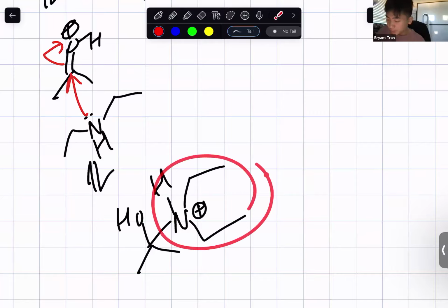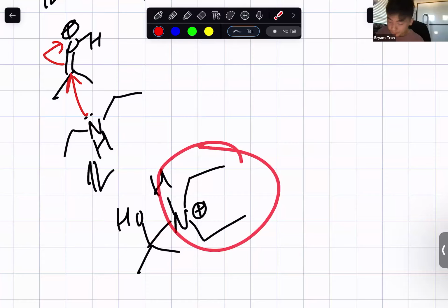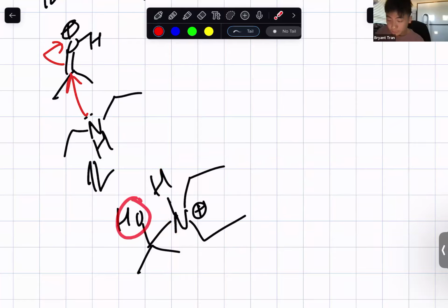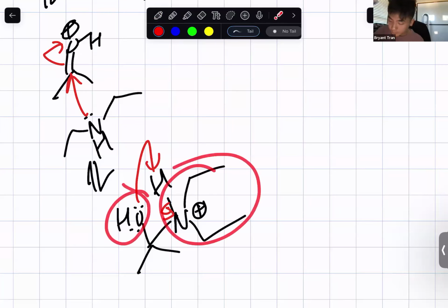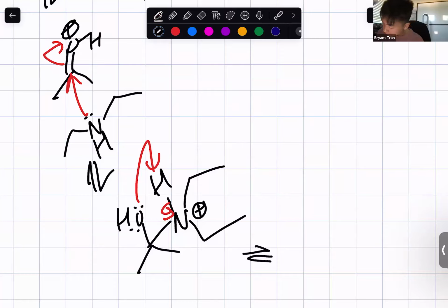We want to keep this group here, we want to kick out this group here. So we got to reverse the roles here. We got to make this into a bad leaving group by deprotonating it. We have to make this into a good leaving group by protonating it. And we can do that in the same step like this. We deprotonate this group while protonating this group at the same time, leading us to this desired tetrahedral intermediate right here.